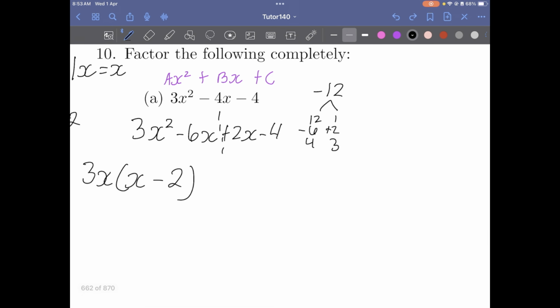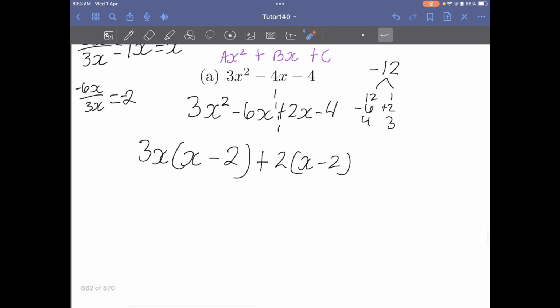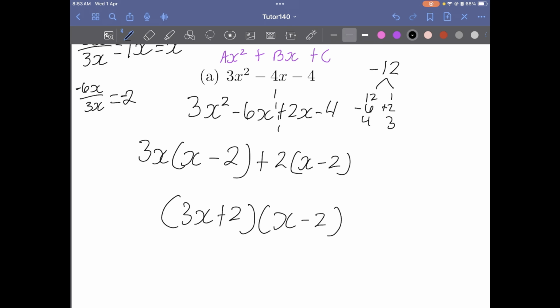Okay, same thing over here. We're going to factor out the like term, which is 2, and we're left with x minus 2. You know you're on the right track when these two are the same thing. Now your final answer would just be, you have to set it up, 3x plus 2, and then x minus 2.